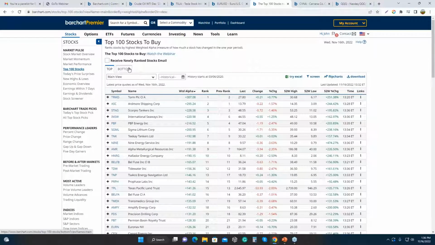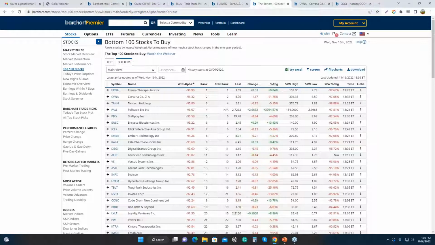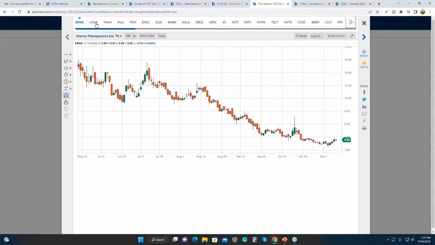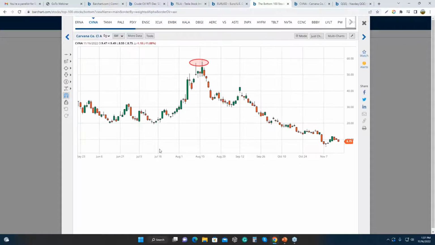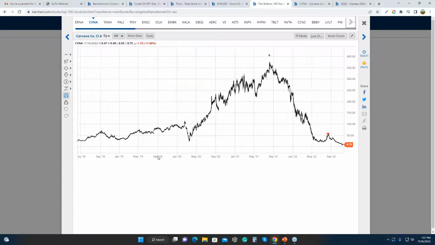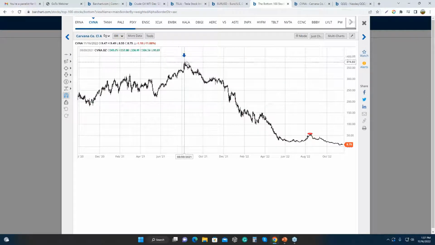Now, again, I said Bollinger Bands can be used for both bull markets and bear markets. Let's go to the bottom 100 stocks. These are the stocks that have negative alphas. In other words, these are stocks that have been falling out of bed, right? They have a definite downtrend. And the one that I see here is Carvana. And again, I've highlighted a couple spots here. First, we have this one, and let's go and look at this spot.